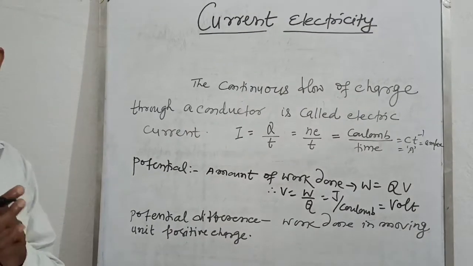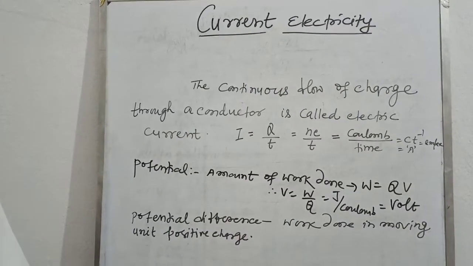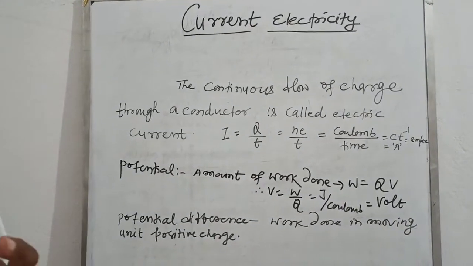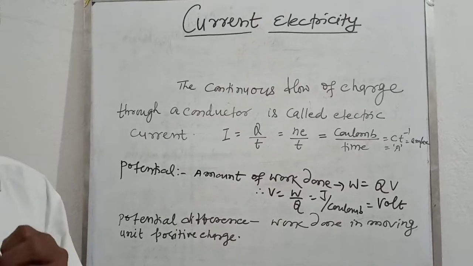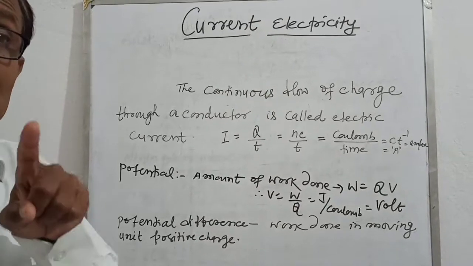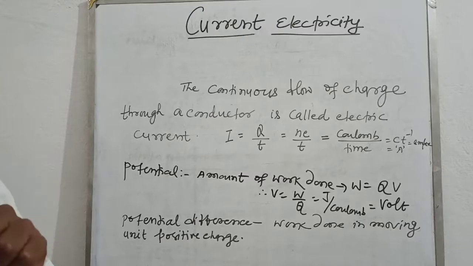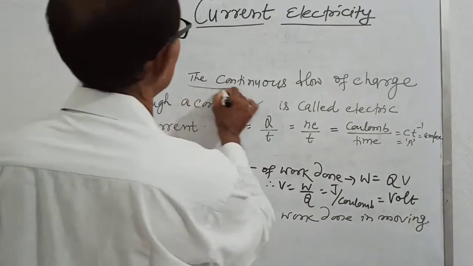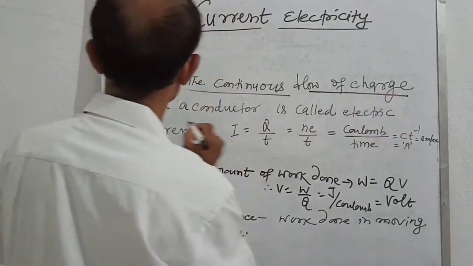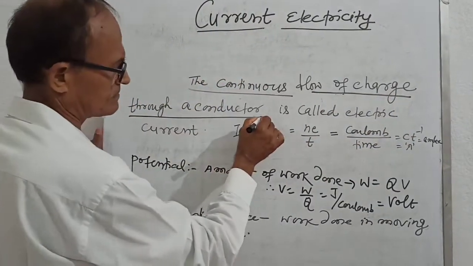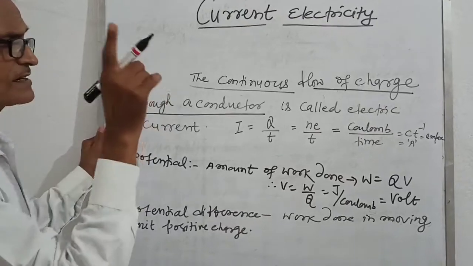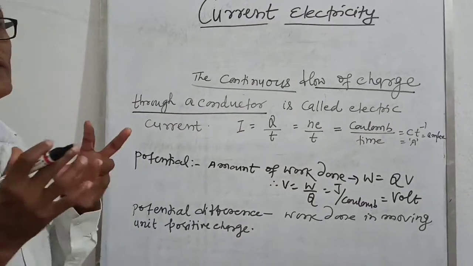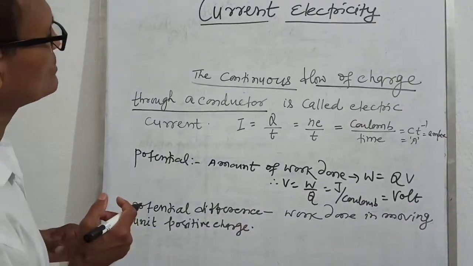Now, an electron contains charge. It is a charged particle, the basic charged particle of an atom, which flows in a conductor. So that charged particle contains charge. Therefore, we talk about the continuous flow of charge through a conductor. That is called electric current, children. That is the qualitative definition of electric current.